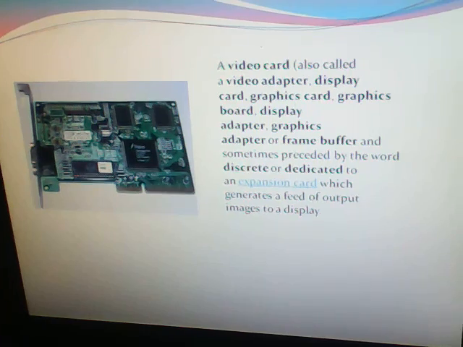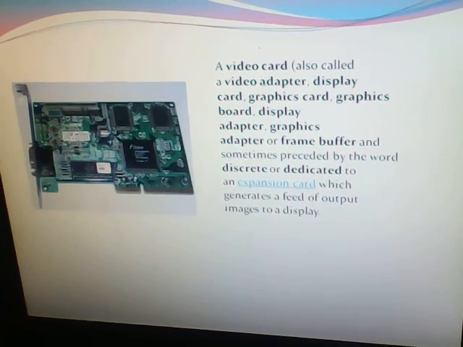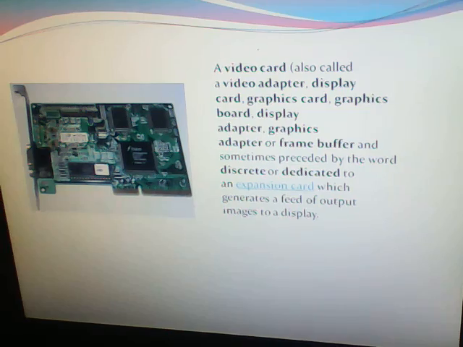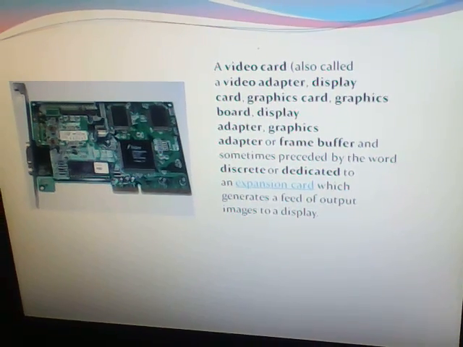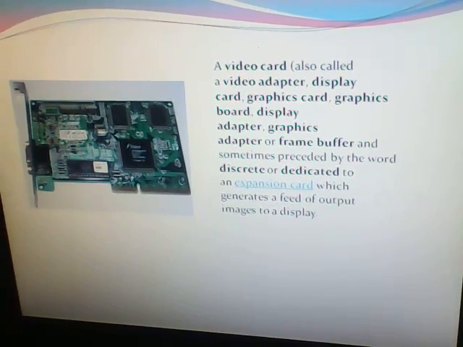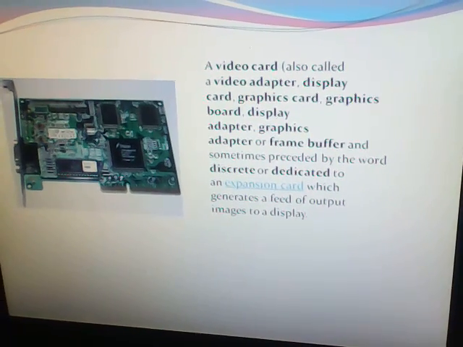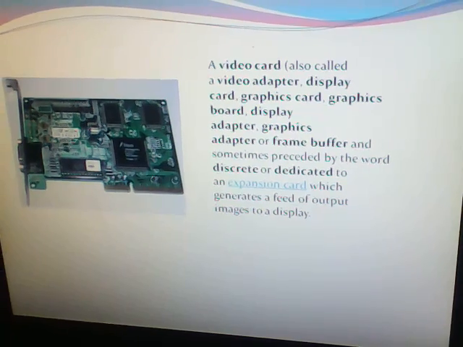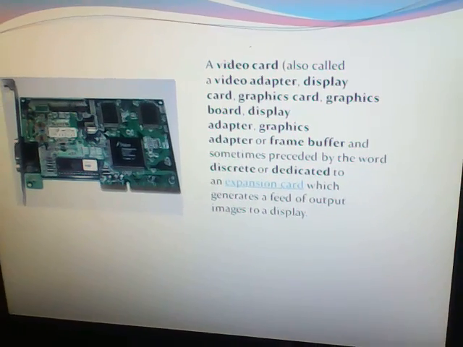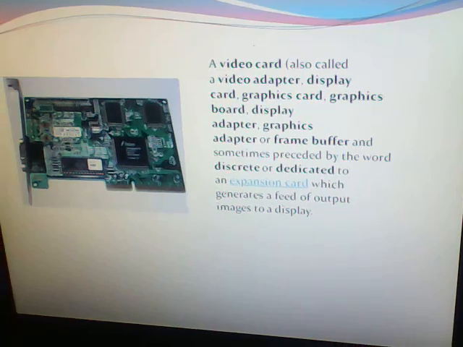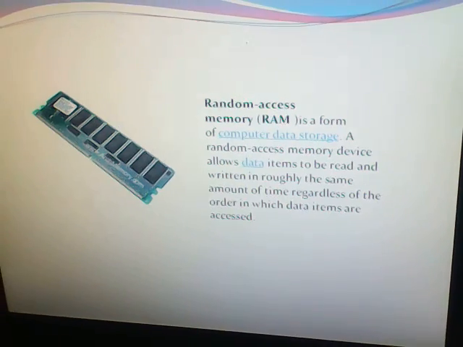A video card, also called a video adapter, display card, graphics card, graphics board, display adapter, graphic adapter, or frame buffer, and sometimes preceded by the word discrete or dedicated, is an expansion card which generates a feed of output image to a display.